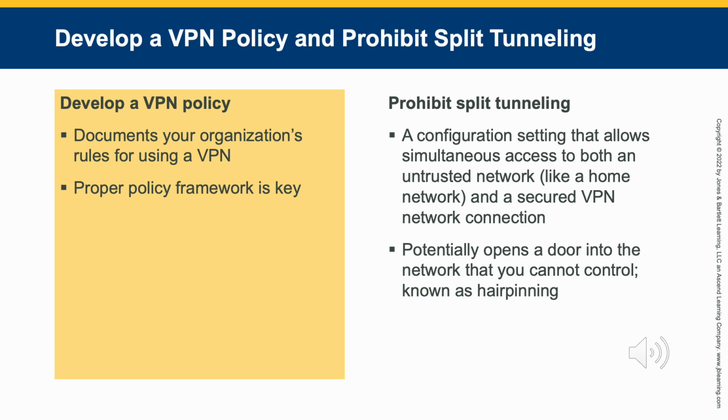Develop a VPN policy and prohibit split tunneling. Document your organization's rules for using a VPN. A proper policy framework is key. Prohibit split tunneling, a configuration setting that allows simultaneous access to both an untrusted network like a home network and a secured VPN connection. It potentially opens a door into the network that you cannot control, known as hairpinning.